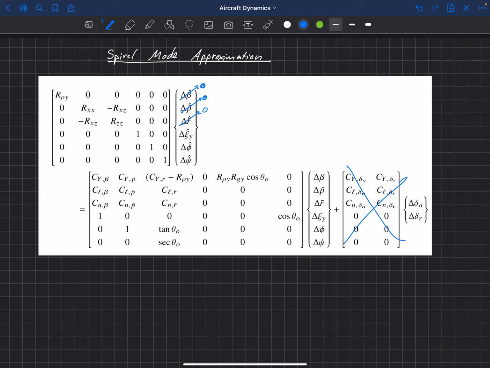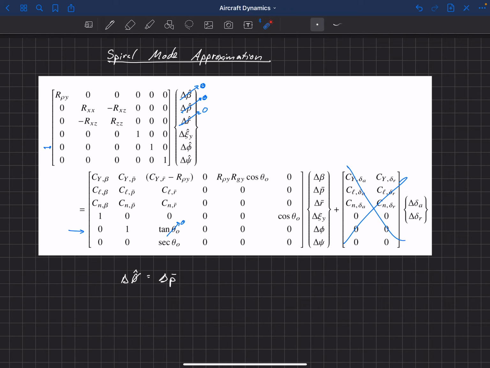When we put zeros in there, one other thing: we're going to say tangent of theta naught is 0. So we're looking at steady level flight. That alone actually decouples this fifth equation here. What we get out of that is that delta phi hat is equal to delta p bar. We've got a 1 in that location there, so delta phi hat is equal to delta p bar. That's one thing that we need.